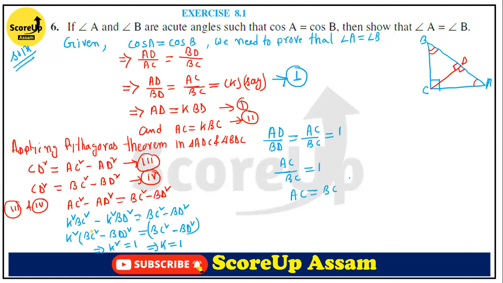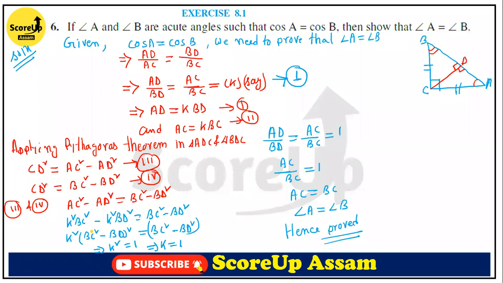AC is equal to BC, that means angle A is equal to angle B. Can you say like this? Is it clear to you? You should respond. You should write in the chat box at least, to let me know. Okay. So now it's clear to you. See, this is one method.